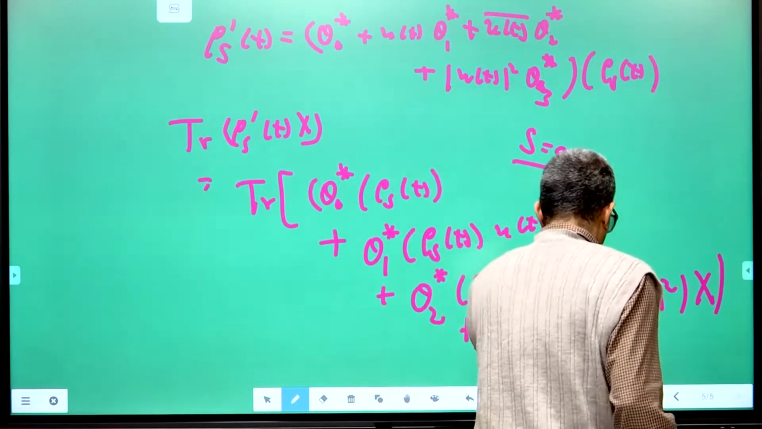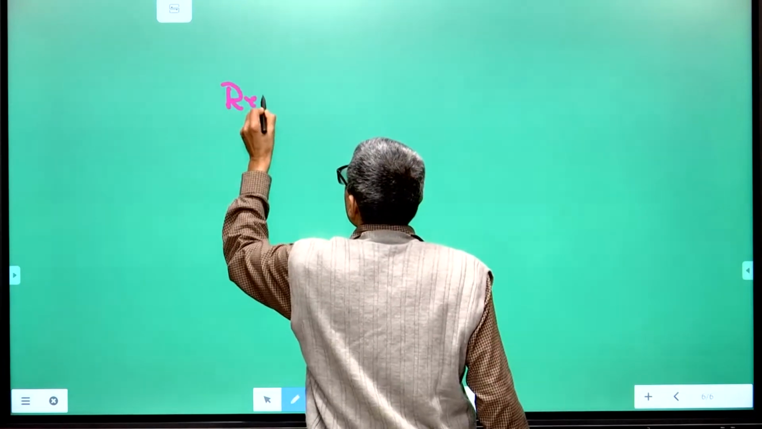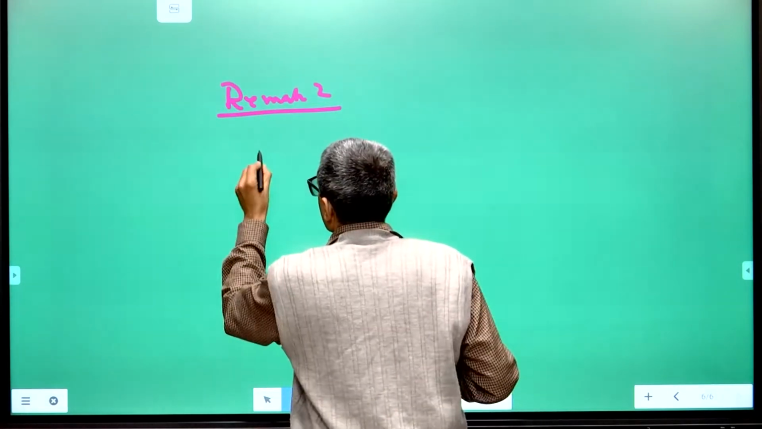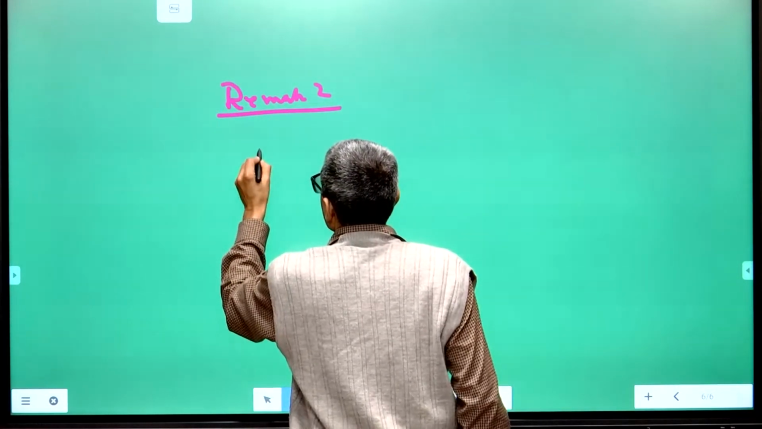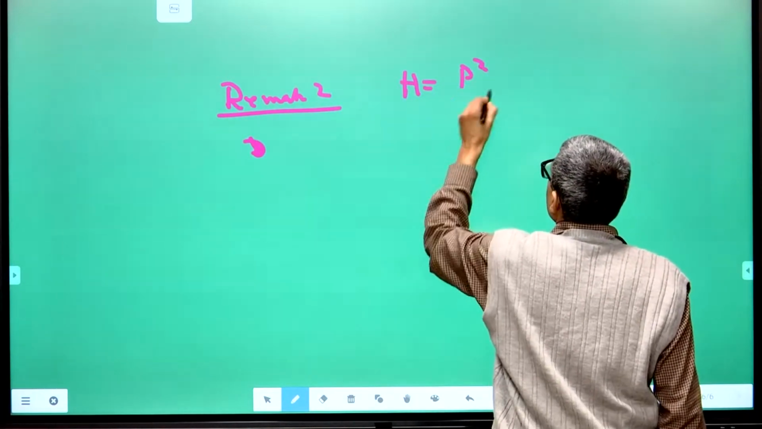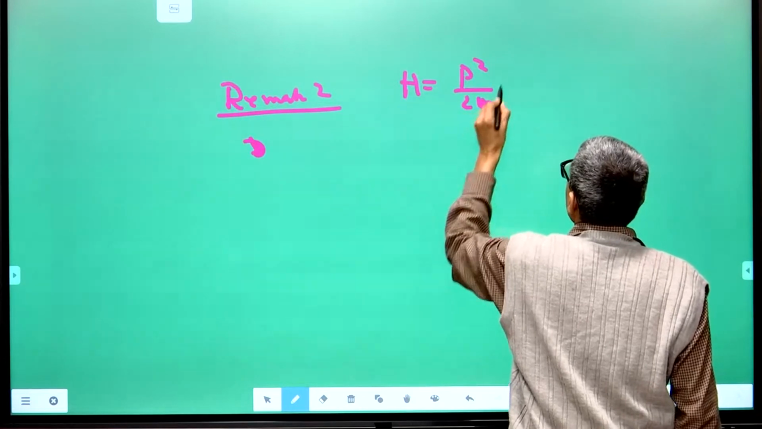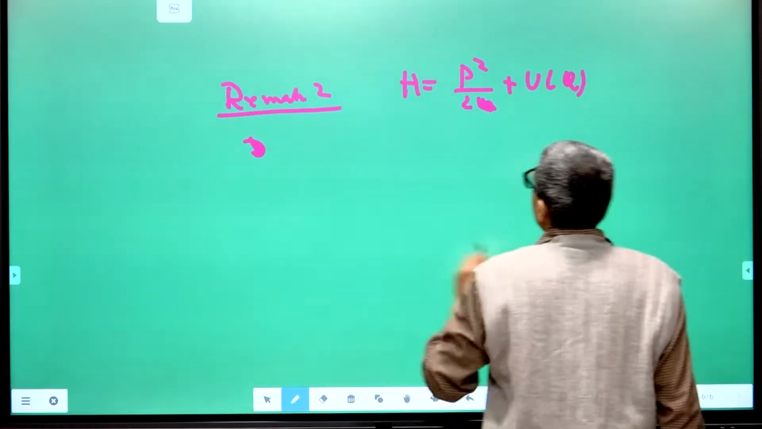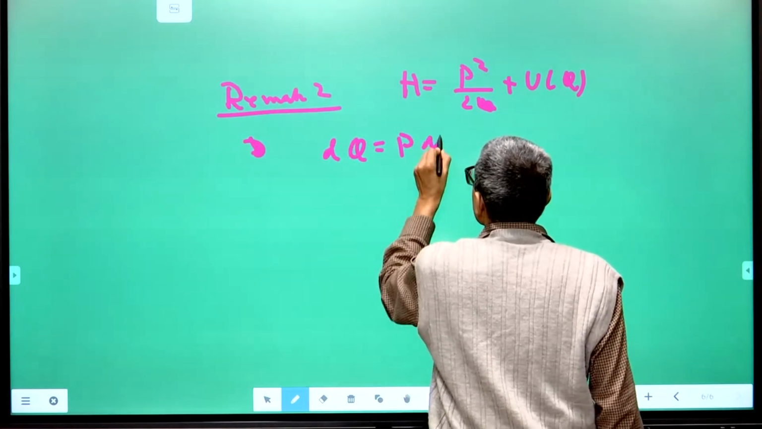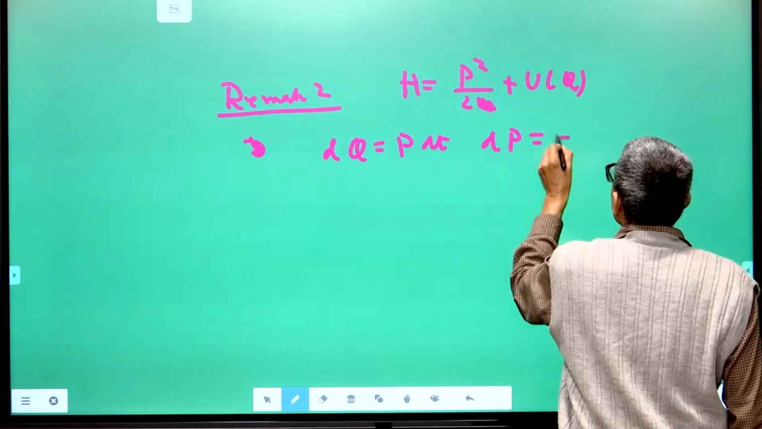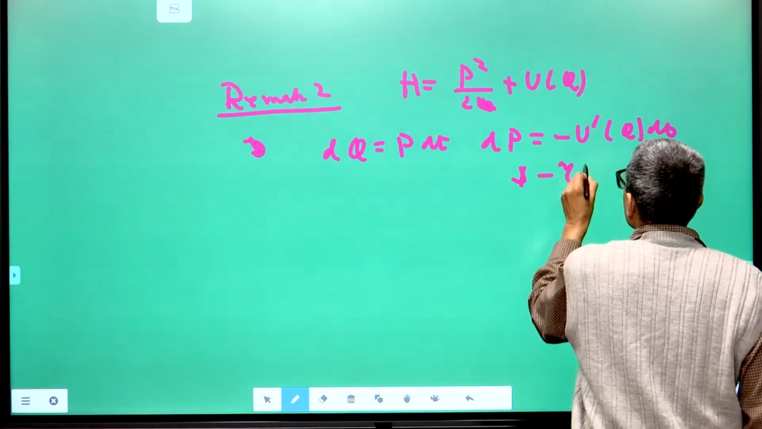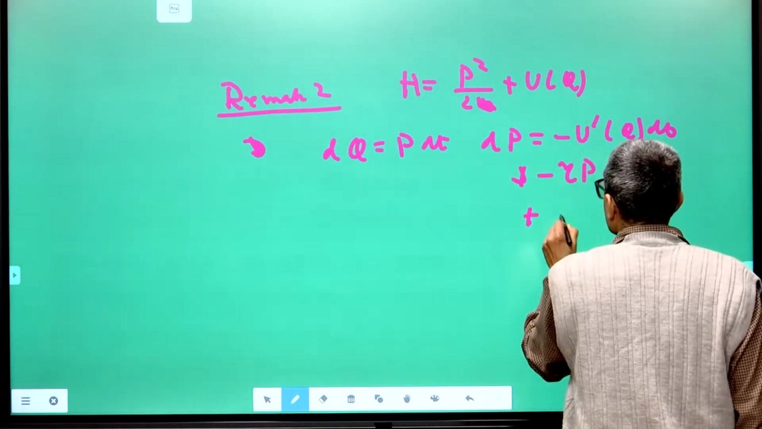The second remark which I wanted to make is the following. If you take the classical Fokker-Planck equation, what is the classical Fokker-Planck equation? Let us say for a Hamiltonian given by H equal to p square by 2m, where m is 1, plus potential u of q. What are the classical Langevin equations? dq equal to p dt and dp equal to minus u dash q dt minus gamma into p dt plus sigma into dB t.